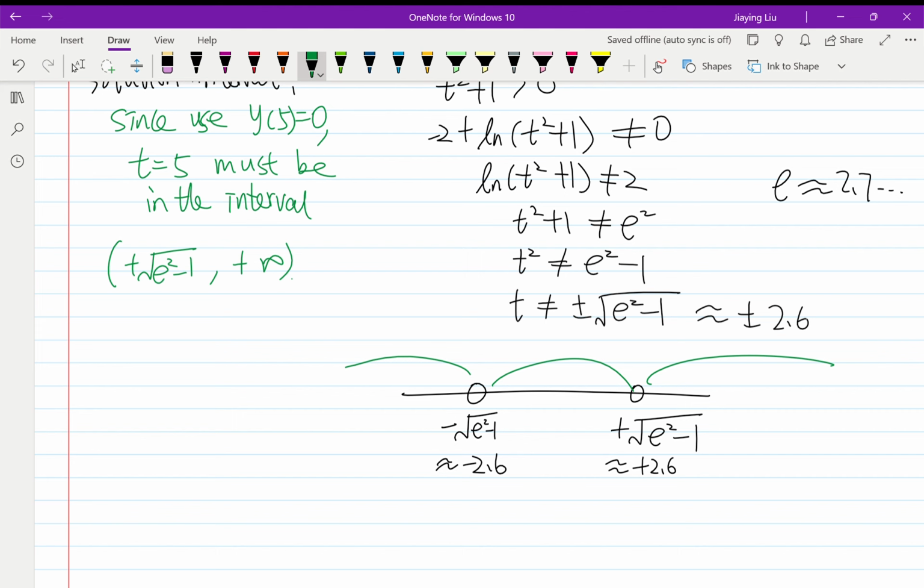Any questions about finding the solution interval? Sometimes it's not easy. For example, in the previous example, we didn't find the solution interval, right? Because we couldn't just write y equals something and make it work. That's why we left it there. Questions?